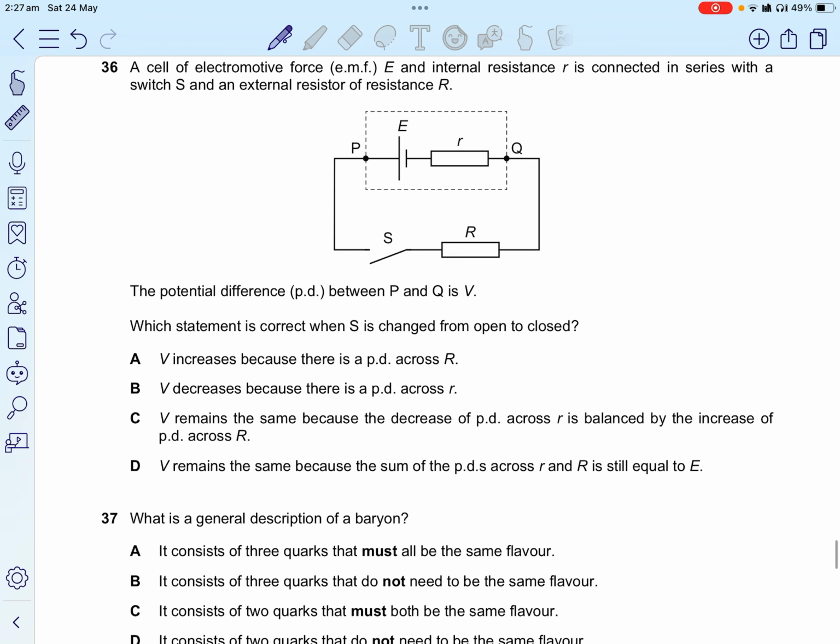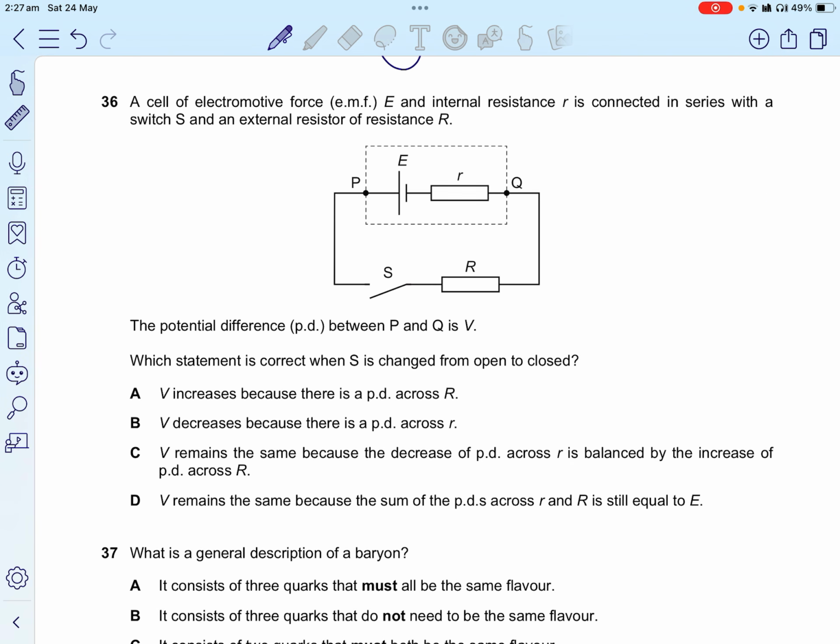36. A cell of electromotive force E and an internal resistance r is connected in series with a switch S and an external resistance R. The potential difference between P and Q is V. Which statement is correct when S is changed from open to closed? Now, first of all, there's a lot of doubt in the question about what P and Q refer to. P and Q is actually the terminal potential difference.